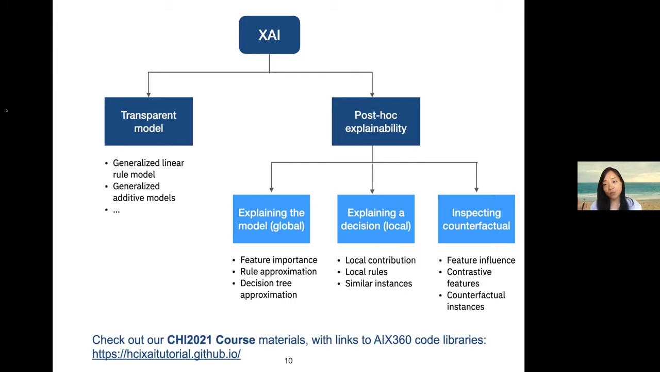So LIME is just one example. There are many other different kinds of algorithms that can explain the model at a global level, give you an overview of the general logic. LIME is an example of what we call a local explanation, explaining a particular decision. And another category is called inspecting counterfactuals. I will give an example in later slides. Generally it tells you how the current instance should change to get a different prediction.